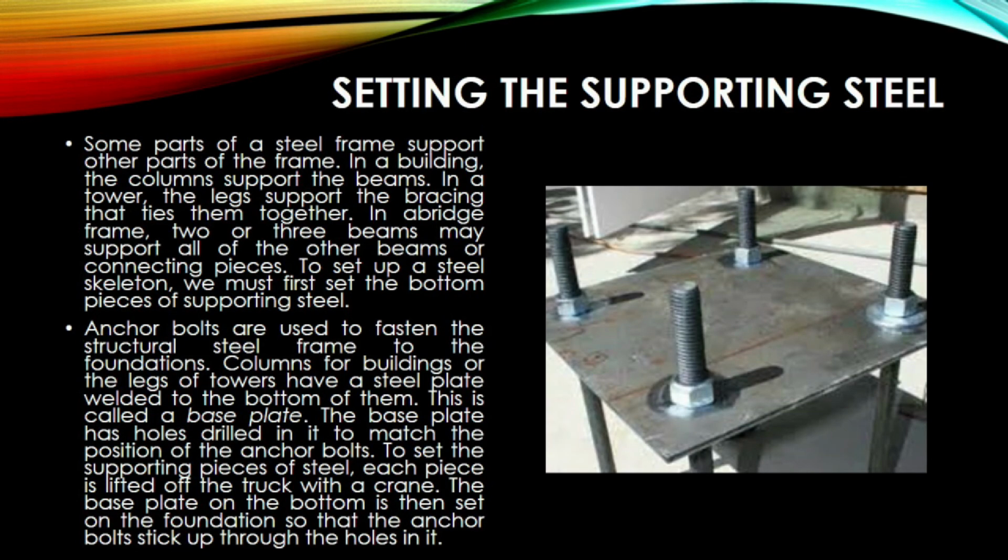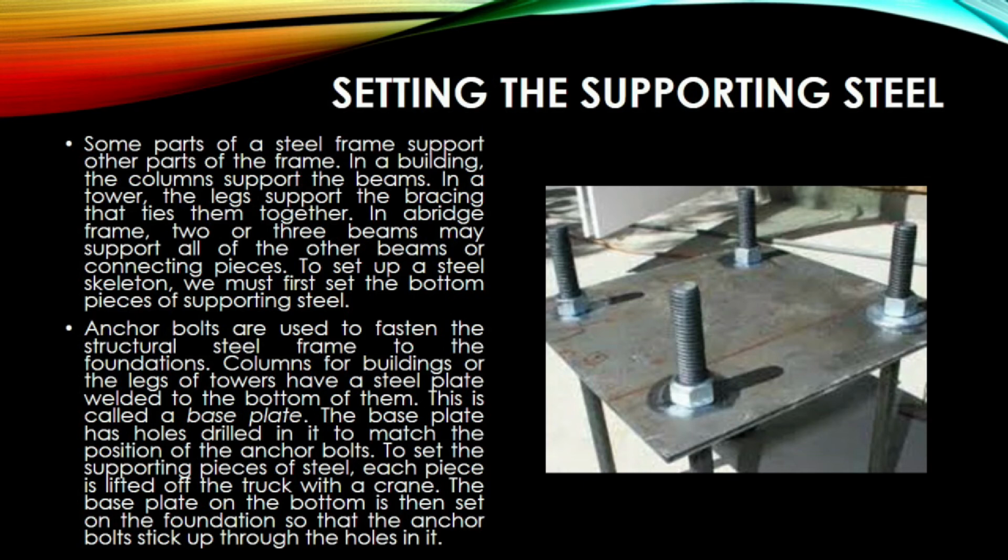Setting the supporting steel. Some parts of a steel frame support other parts of the frame. In a building, the columns support the beams. In a tower, the legs support the bracing that ties them together. In a bridge frame, 2 or 3 beams may support all of the other beams or connecting pieces. To set up a steel skeleton, we must first set the bottom pieces of supporting steel.